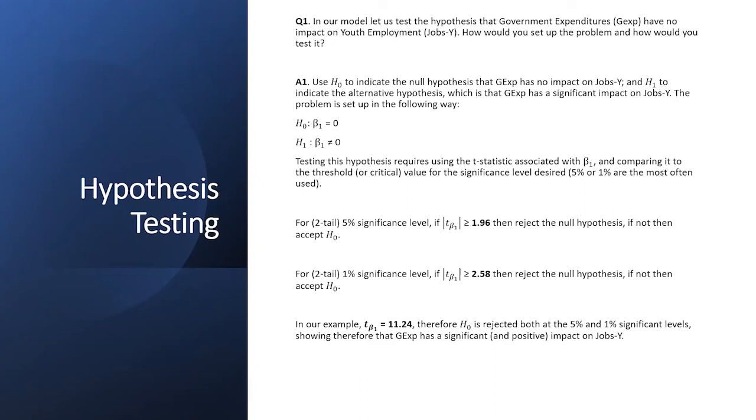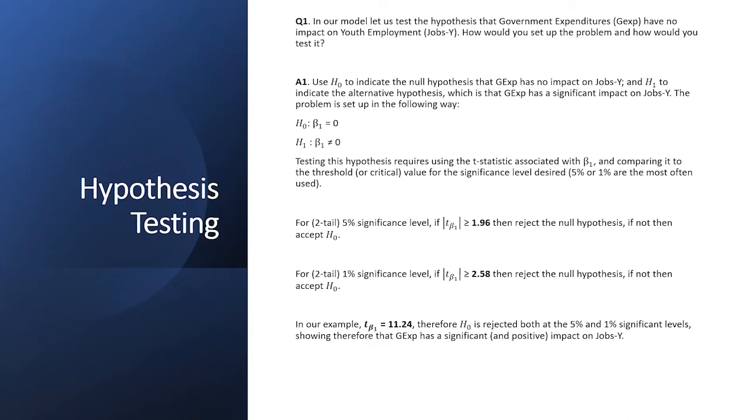Okay, so we can set up the problem in this way. H naught: beta one is equal to zero. That's my null hypothesis. H1, my alternative hypothesis, would say beta one is not equal to zero.